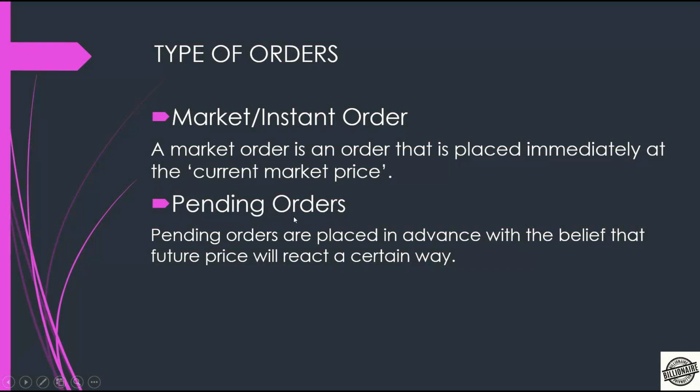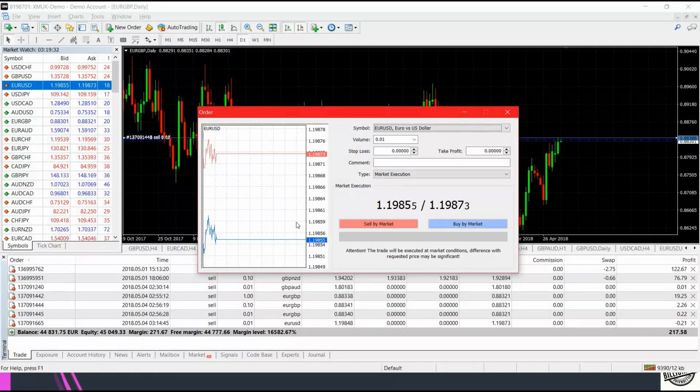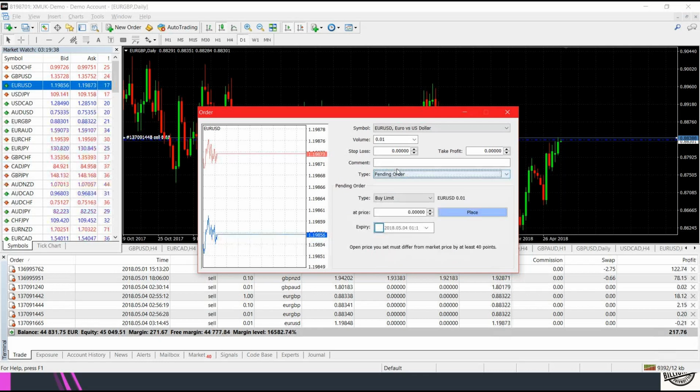Then pending orders are the orders that you place. This is where that one is. When you click on this information, you go here, you see pending order. Under that, there are different other ones that we will treat one after the other. This one simply means that you don't buy immediately. You just pick a price and tell the market, when the price comes, enter me into the market.